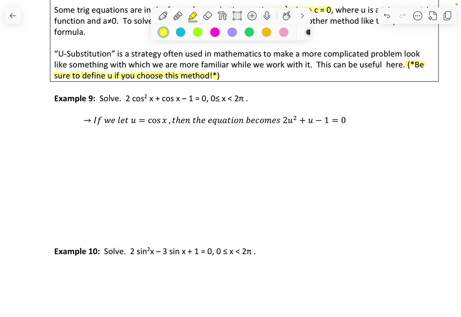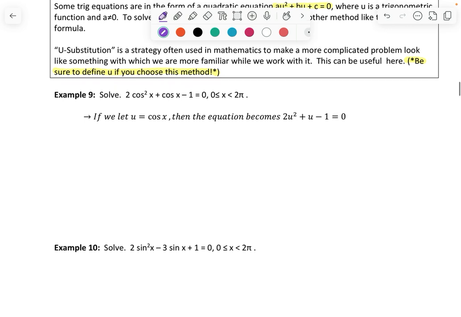So in this first equation, we have 2 cosine squared of x plus cosine of x minus 1 equals 0. So again, look at your degrees here. We have second power, first power, constant. That's what we're looking for. So what we can do is choose to let u equal the cosine of x. And again, you have to explicitly state that. If we do that, then everywhere that there's a cosine, we're going to replace with a u, and we get this equation that looks like just a normal quadratic equation.